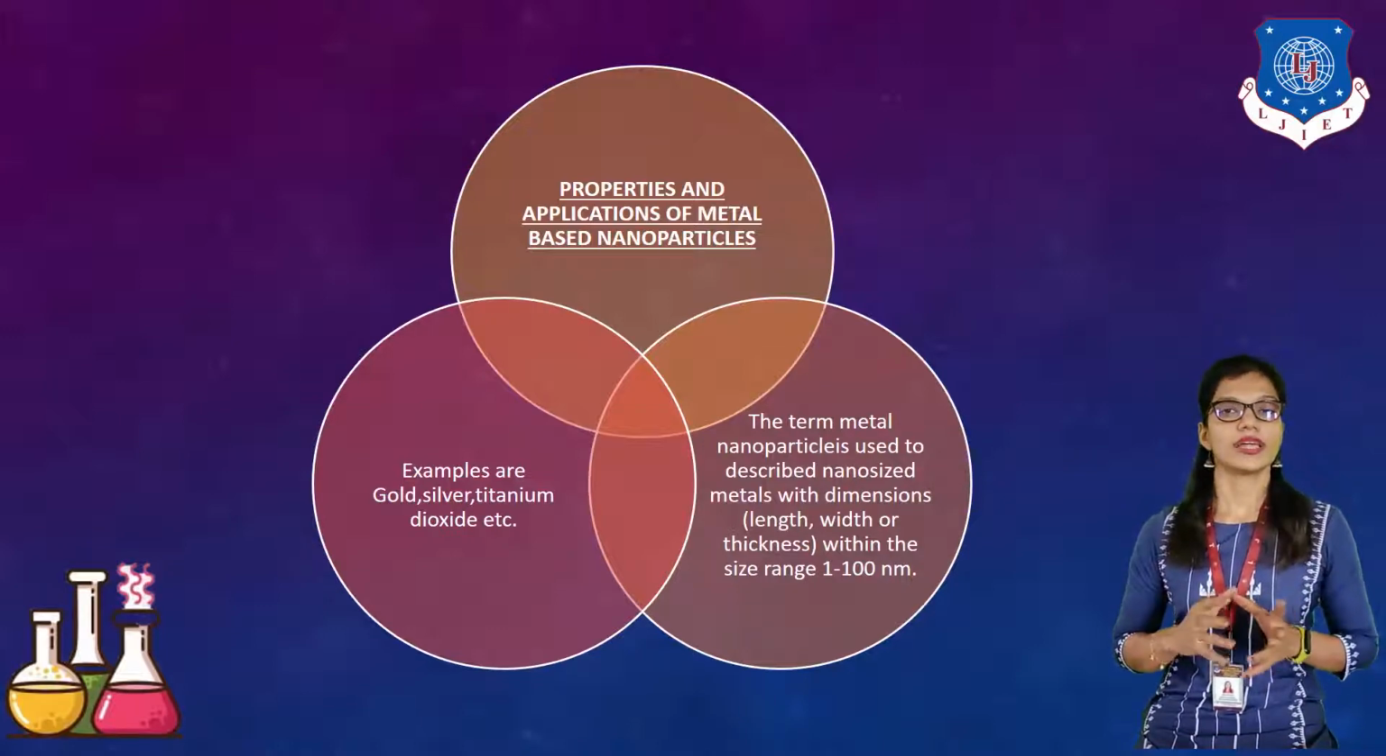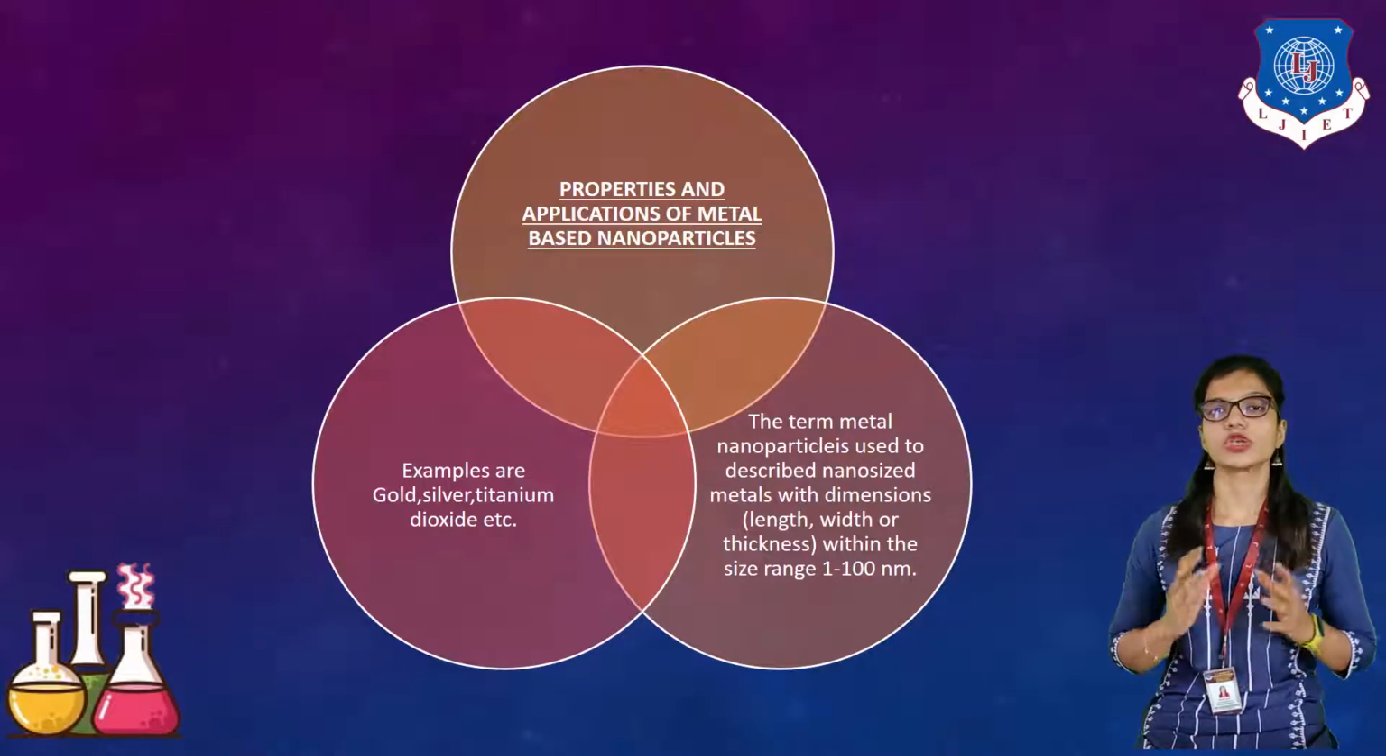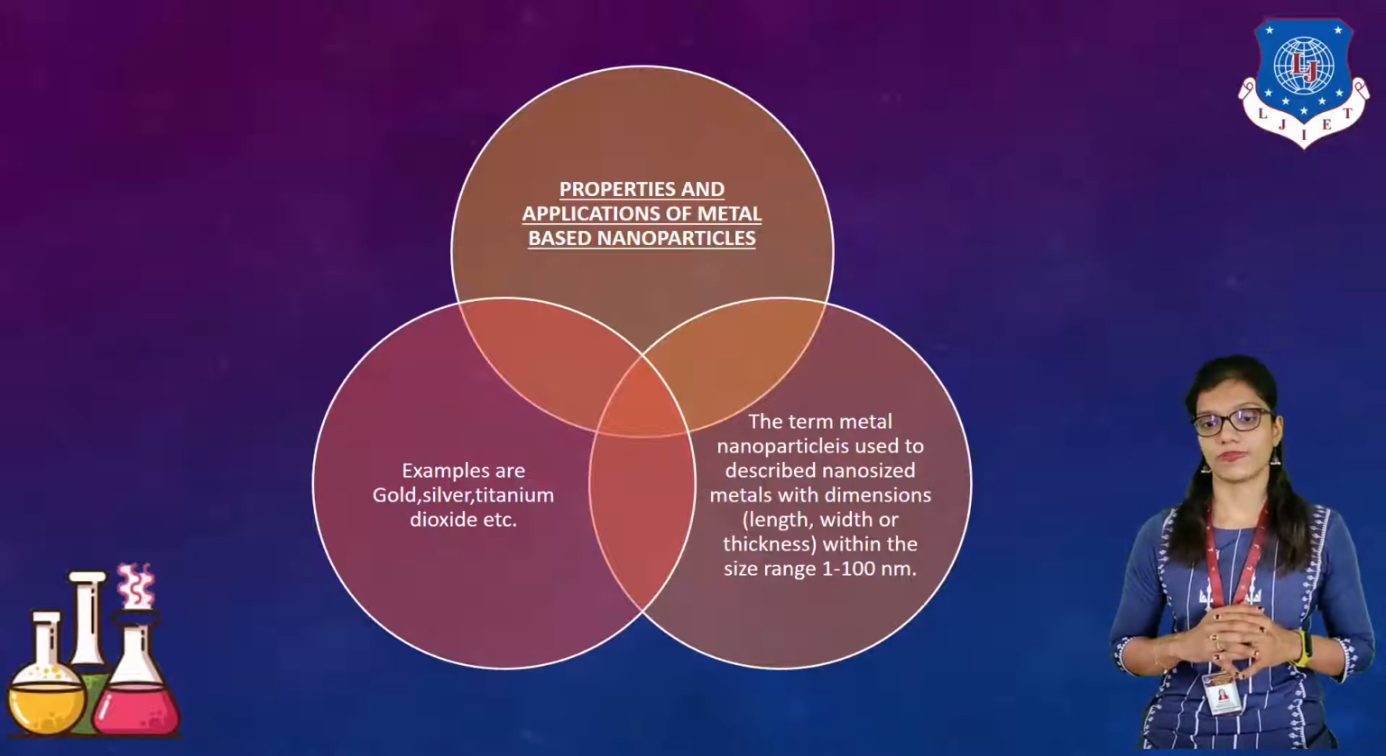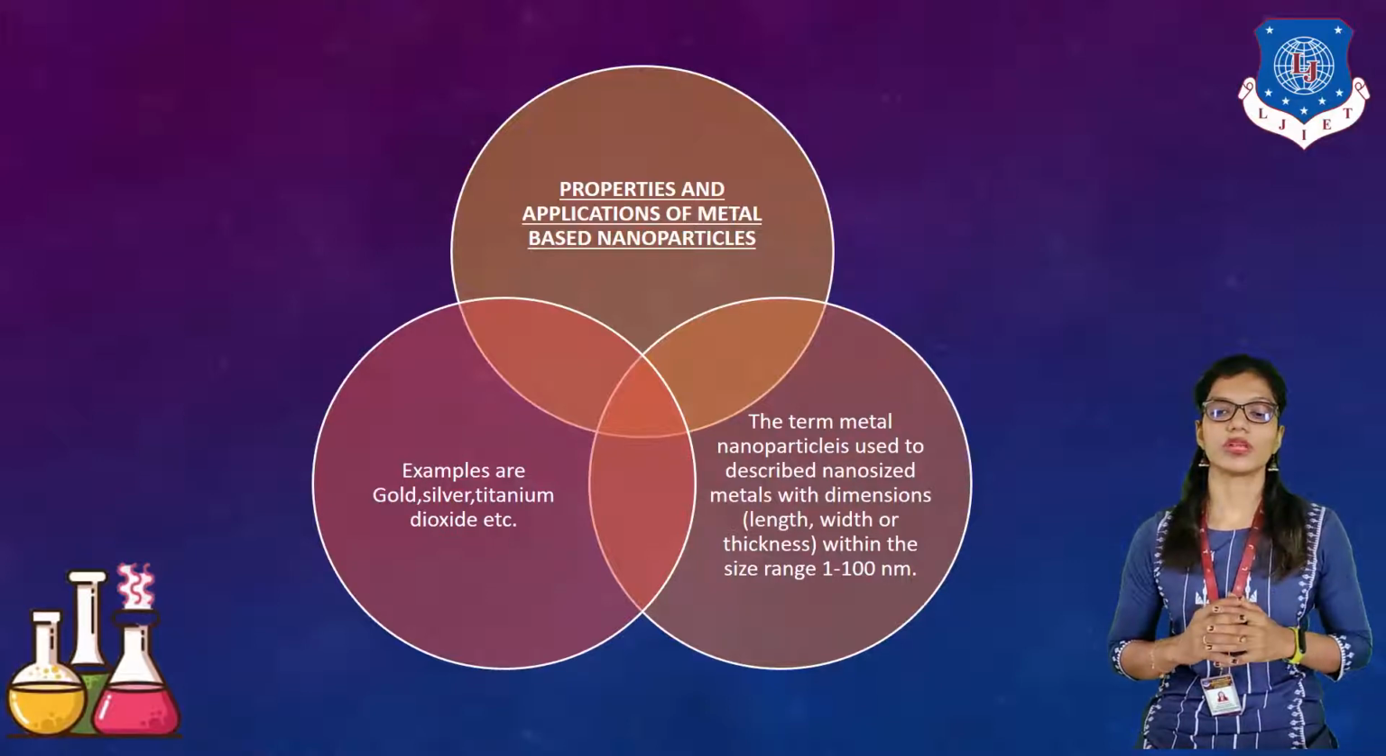Now, our next point is properties and applications of metal-based nanoparticles. If we talk about metal nanoparticles, we can take examples such as gold, silver, titanium dioxide, etc. The term metal nanoparticles is used to describe nano-sized metals with dimensions within the size range of 1 to 100 nanometers.